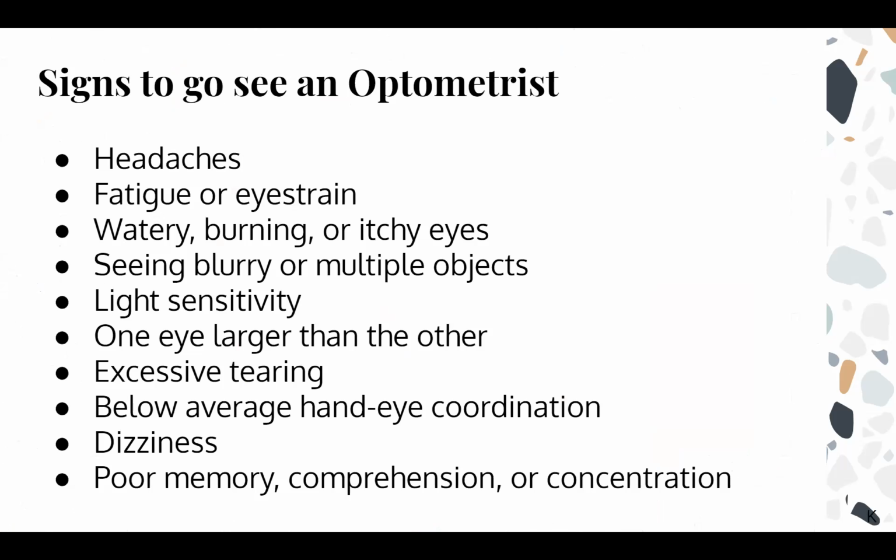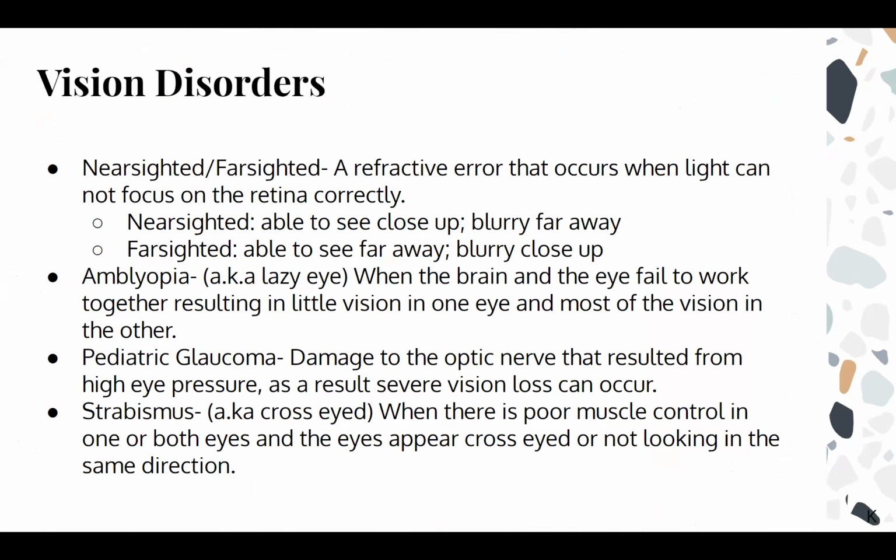Some signs to go see an optometrist include headaches, seeing blurry or multiple objects, excessive tearing, and dizziness. Some vision disorders include nearsighted and farsighted, amblyopia, pediatric glaucoma, and strabismus.